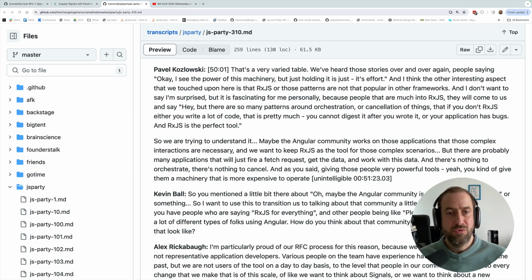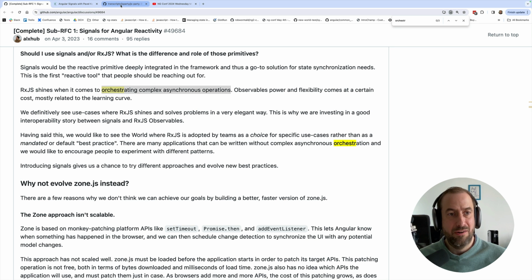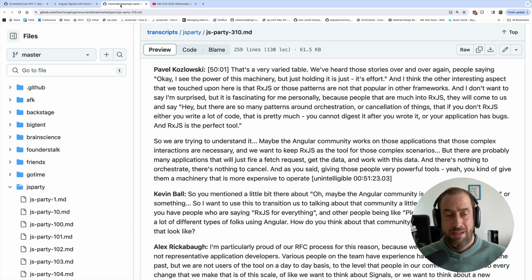So, to summarize, according to what we can read here between the RFC, the interview, etc., RxJS is really not the best fit for all use cases. It's a good fit for certain complex orchestration scenarios when you have a stream of events that you want to orchestrate in a very specific way, but in general, it's not the best tool for the vast majority of applications to be used by default.